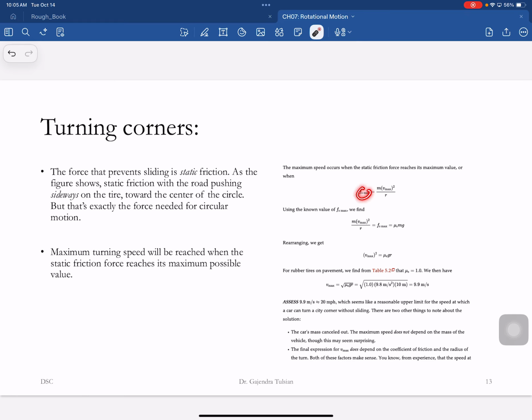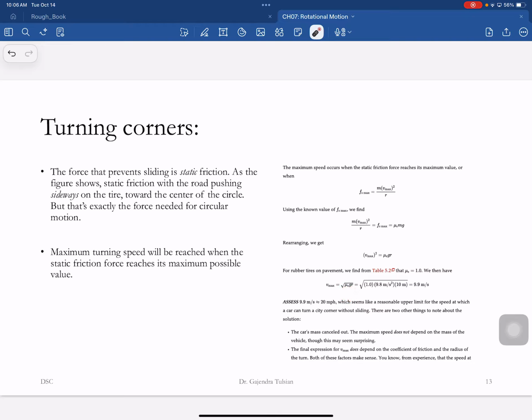Okay, so the maximum static friction force is providing that. Your maximum static friction is mu_s times mg. So if you solve this, the maximum speed at which you can make a turn is how sticky your tires are, mu_s, times g times the radius of the circle.